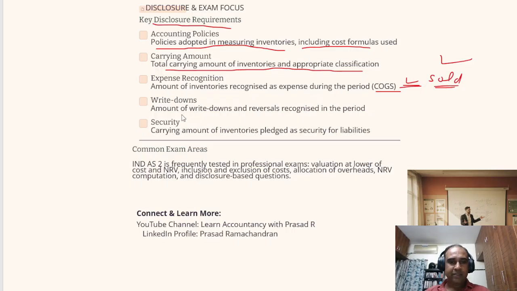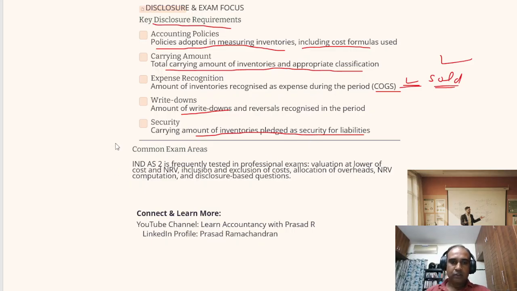Write-down, which I already mentioned. If there is any write-down happening for the inventory, like the net realizable value becoming zero, the entire value has to be written down. If the inventory is pledged as security, sometimes when we go for a loan or an overdraft, the bankers ask for some security. So if inventory has been given as security, then that fact has to be mentioned in the disclosure.